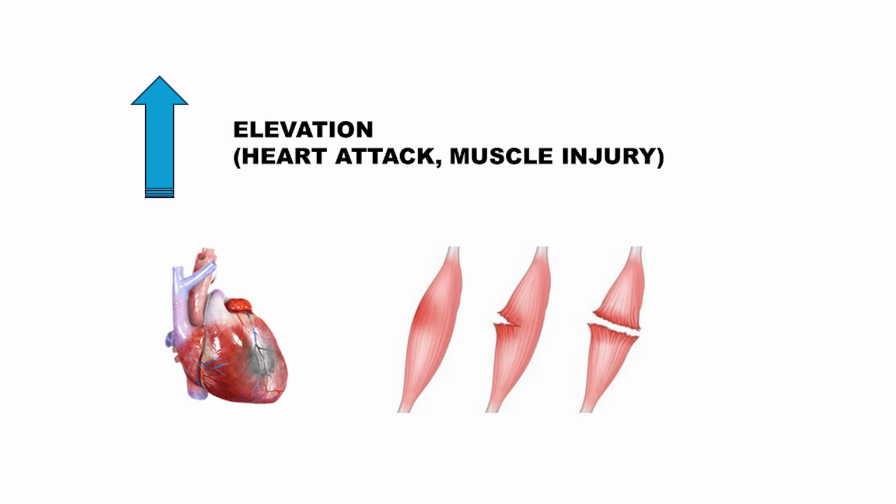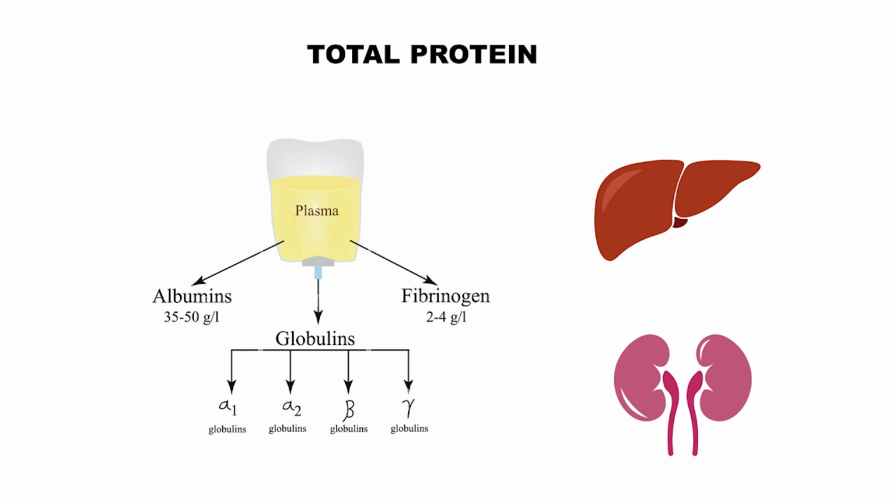An elevated CPK often suggests damage to muscle tissues such as skeletal or cardiac. It is a key diagnostic indicator for myocardial infarction, such as heart attack, and rhabdomyolysis due to strenuous exercise or physical injury. Total protein in the body is a key health indicator.